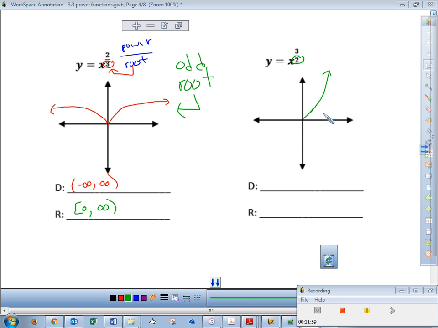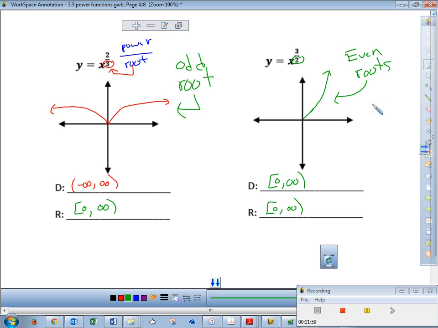So even roots, you only have like one little branch, if you will. One little branch. Who's the domain? How far left does it go? 0, which counts to infinity. And the range, how low does it go? 0, inclusive, up to infinity. Even roots.